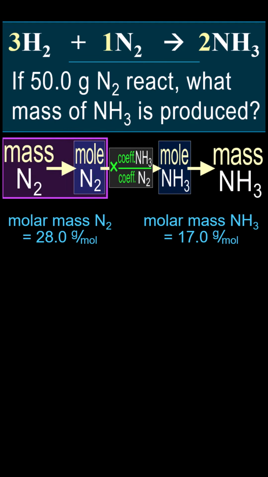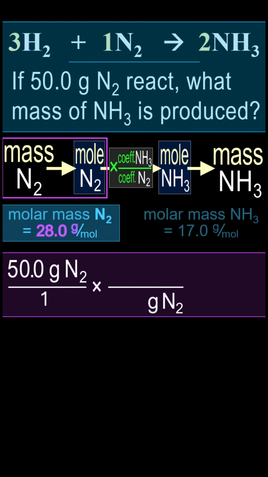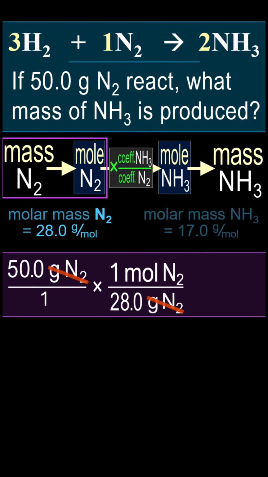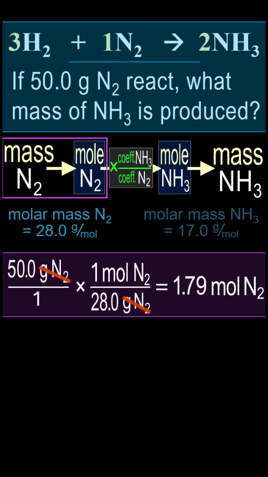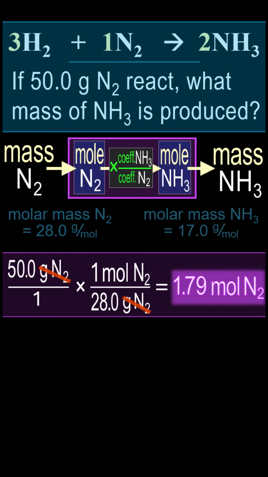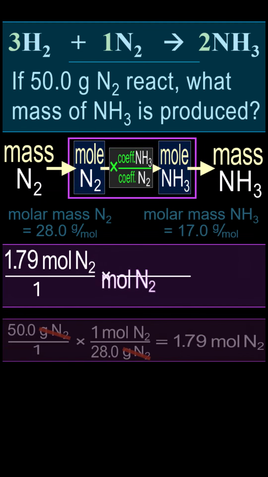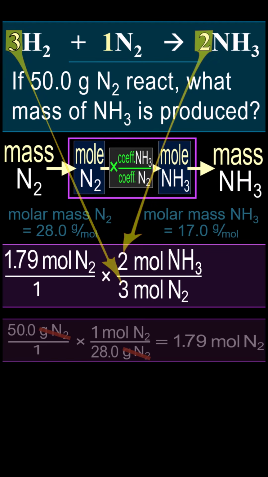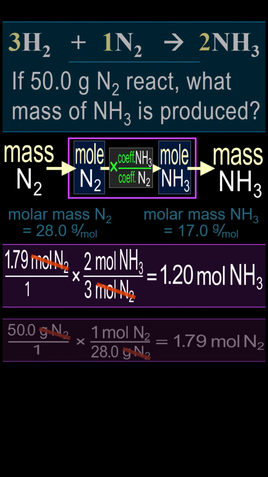We start with nitrogen, multiply by a fraction with the given unit in the denominator so that it cancels, and use the molar mass of nitrogen to get 1.79 moles of nitrogen, which is now used for the central calculation with the coefficient ratio, and find that 1.2 moles of NH3 is produced.